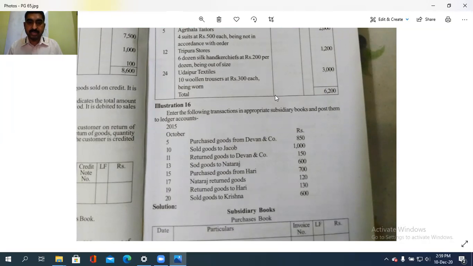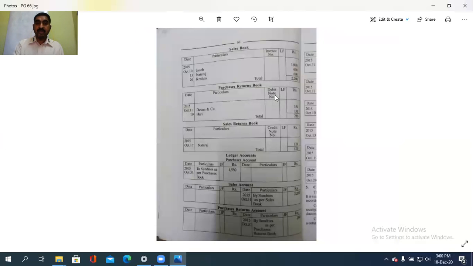Devan and Company debtor to purchase returns. Purchase's opposite is purchase returns. Sold goods to Nataraj: Nataraj debtor to sales. Purchased goods from Hari: purchase account debtor to Hari. Nataraj returned goods: sales returns account debtor to Nataraj. Sales is credit in the opposite, so sales returns is debited. Purchase is debit, so purchase returns is credited. Returned goods to Hari: Hari debtor to purchase returns. And sold goods to Krishna: Krishna debtor to sales. That many entries come.